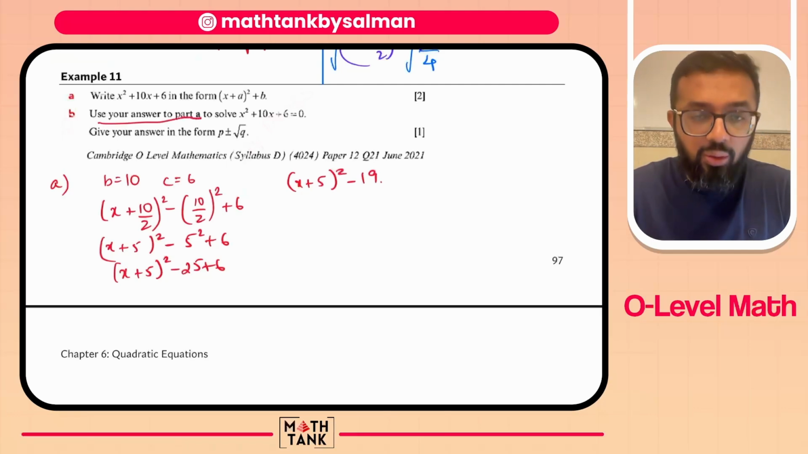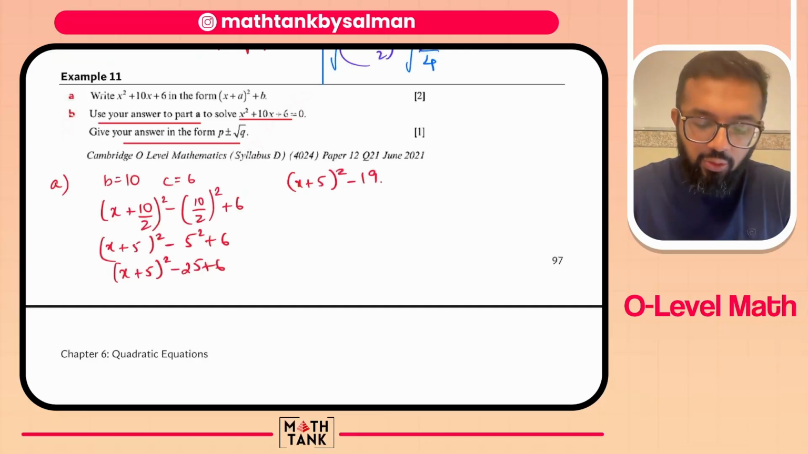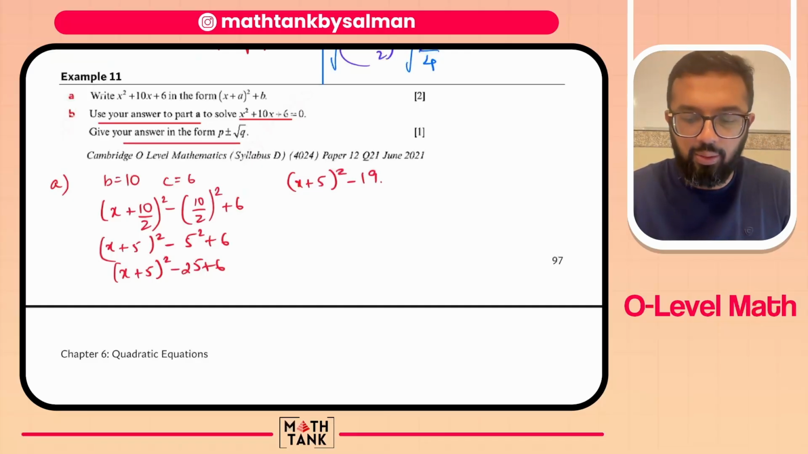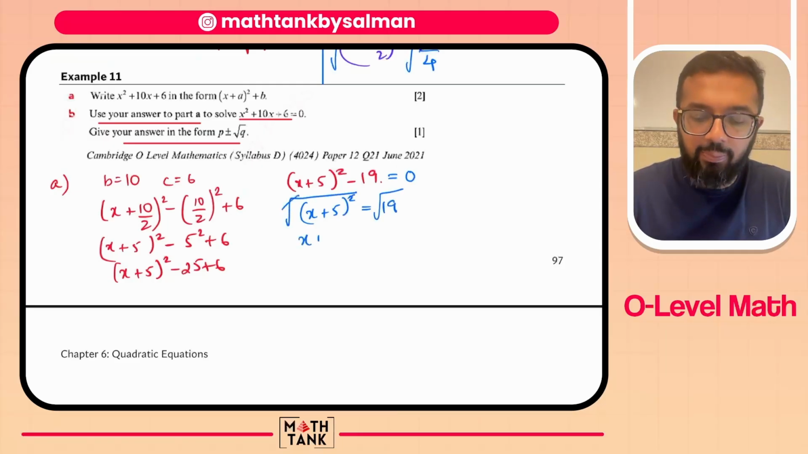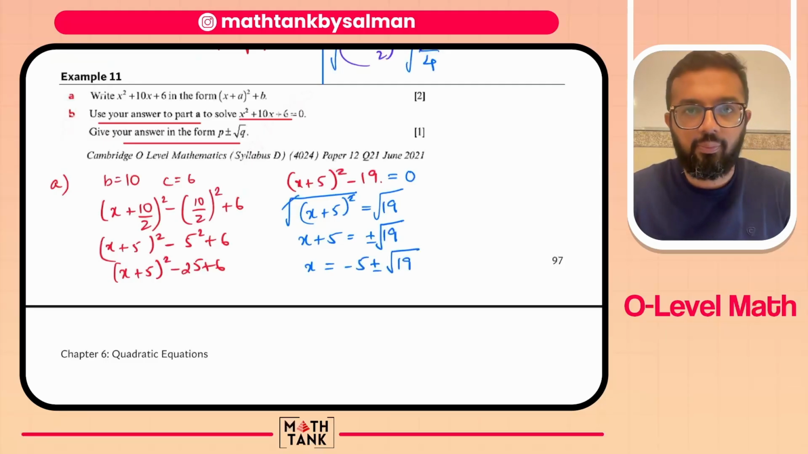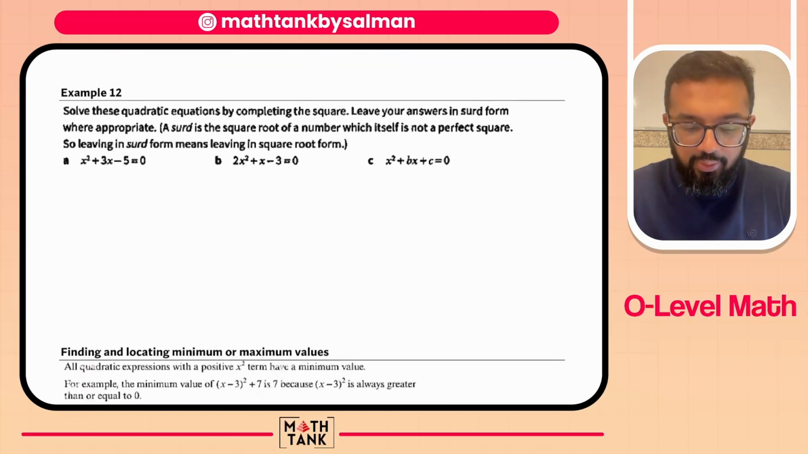Then it says using your answer to part 1, so you can't do it otherwise. Using your answer to part 1, give your answer in the form this. Solve the quadratic equation. Now the solution is very simple then. You equate it to 0. You move 19 to the other side. Take a root on both sides. That cancels out and leaves a plus minus on the other side. And then you have minus 5 plus. Okay? I hope that's clear to everybody.